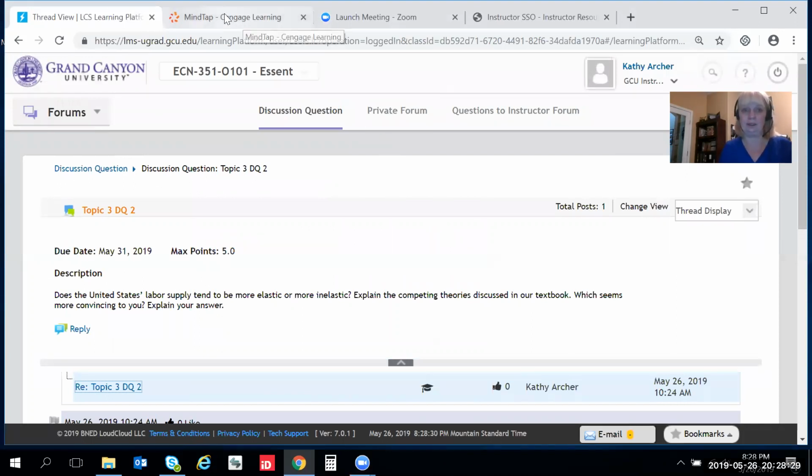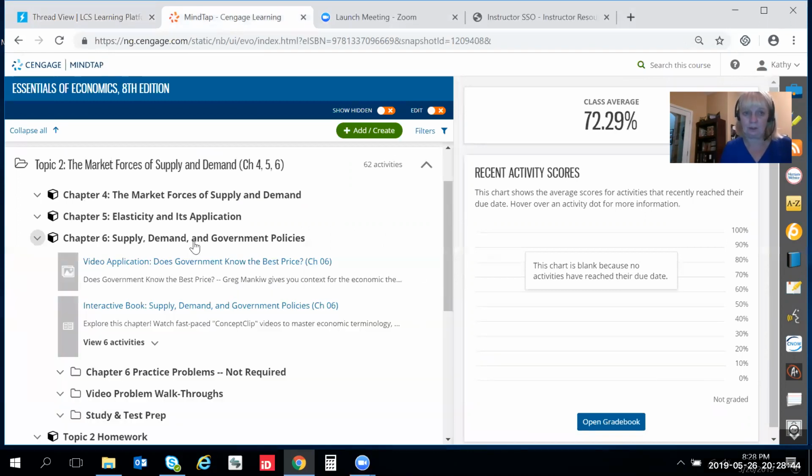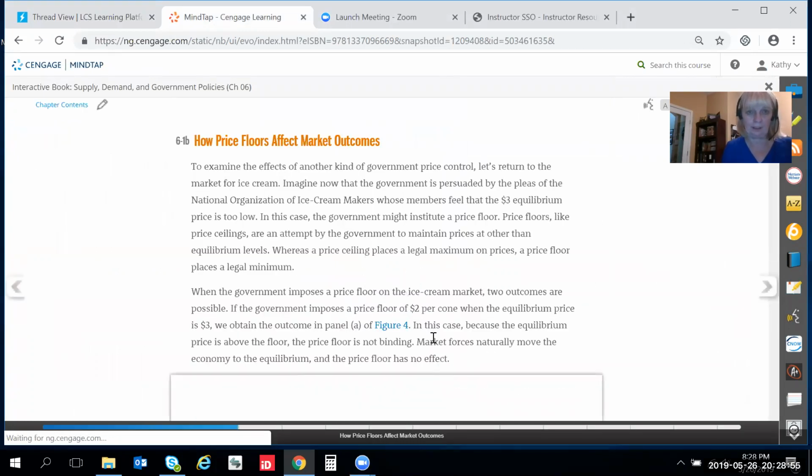Let's go to the textbook. I'm over here in MindTap, a familiar place for all of you, I'm sure. I've gone to Topic 2 because, as I said, these come from Chapter 6. Chapter 6 is a part of Topic 2. So within Chapter 6, let's go to the interactive textbook, and in the interactive textbook, we will wait for it to load very patiently.